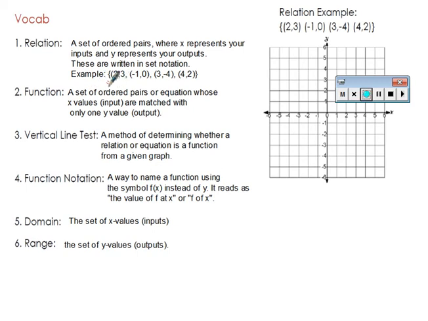Set notation starts with squiggly brackets, and we will have parentheses around each set of ordered pairs, and then we will close the squiggly brackets.